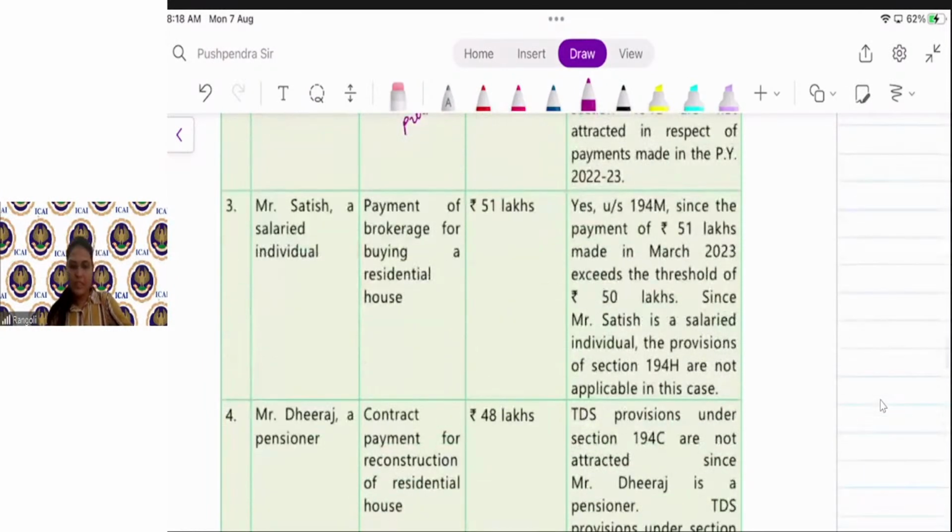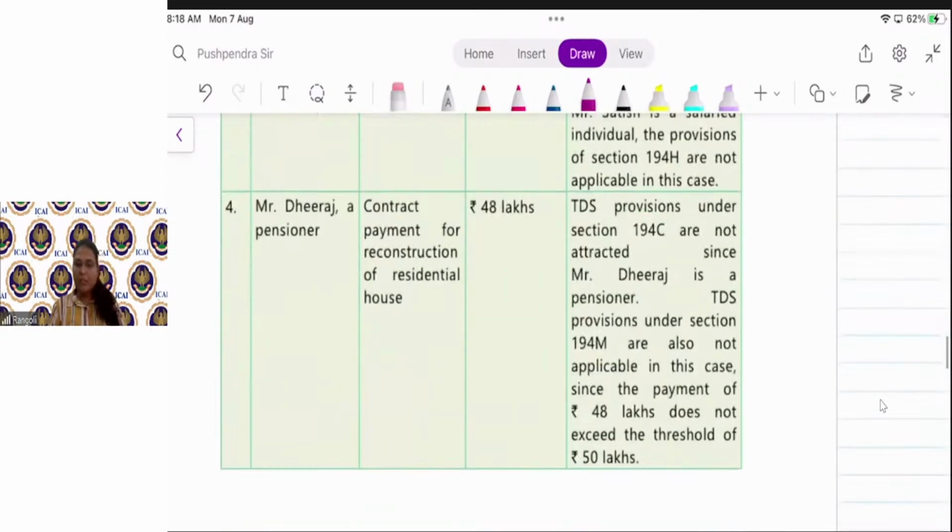Third, Mr. Satish, a salaried individual. My dear friend, if he is a salaried individual, that means he does not have any business income. Payment of brokerage for buying a residential house. 194H is not applicable because he does not have any business in the last year because he is a salaried employee. The amount of payment of brokerage is more than 50 lakh rupees. It is 51 lakh. So TDS is applicable under section 194M. So 5% TDS on 51 lakh is required under section 194M.